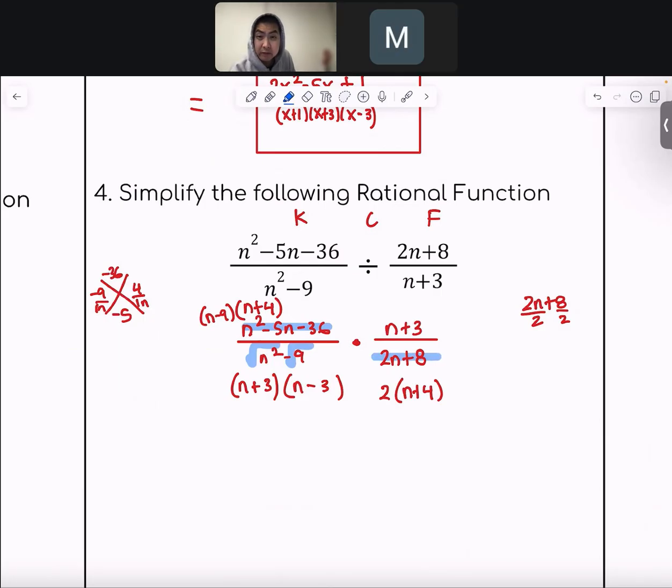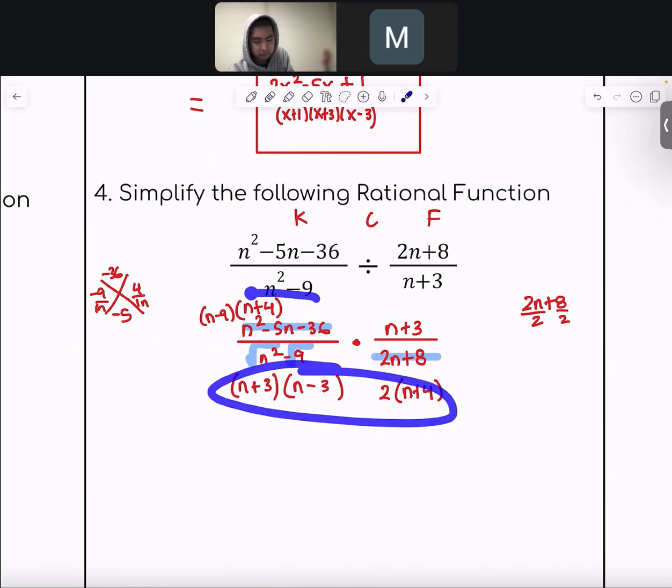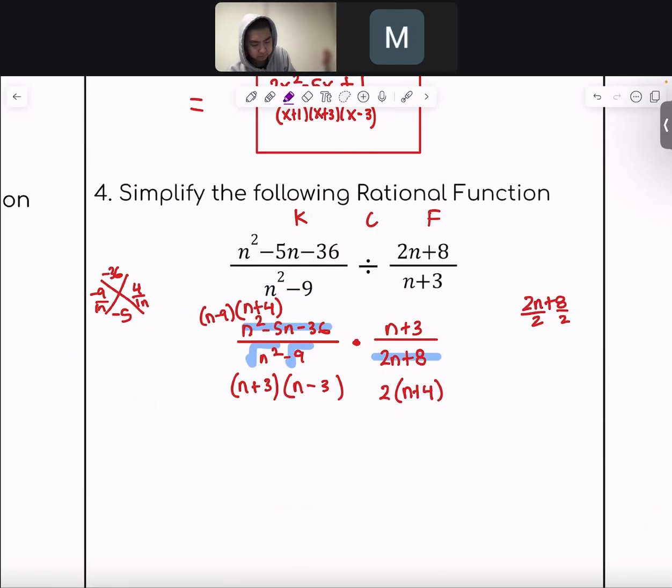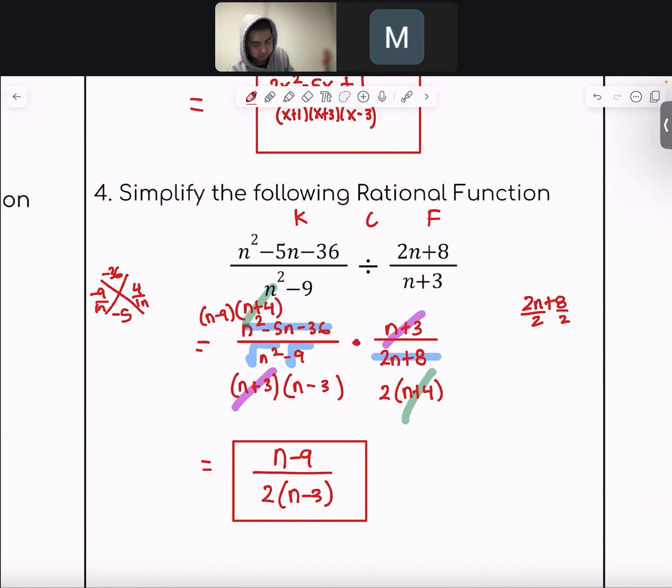Okay, so we have this. Now let's cancel. What can we cancel? You can cancel anything from the bottom with anything on the top. So the n plus 3's cancel. The n plus 4's cancel. And that's basically it. So this one for this one, this one for this one. The only thing that survived was an n minus 9 up top, and then a 2 and an n minus 3 on the bottom.